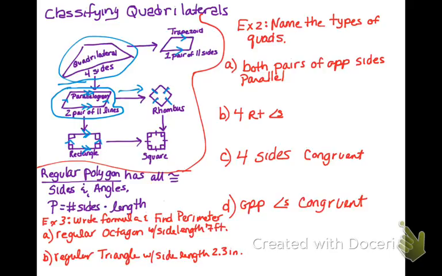So, these 4 are all parallelograms. But from there, they are different kinds of parallelograms. I'm going to tell you something. A square is always a rectangle, but not all rectangles are going to be squares. Rhombuses can be squares, but not all rhombuses are squares. A rhombus and a square and a rectangle are always going to be parallelograms, but not every parallelogram is going to be one of those 3.